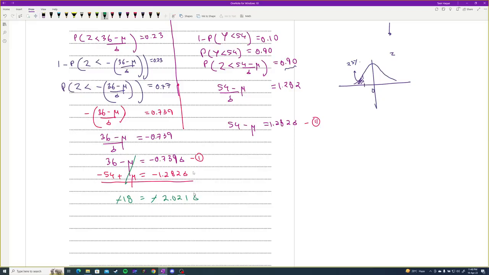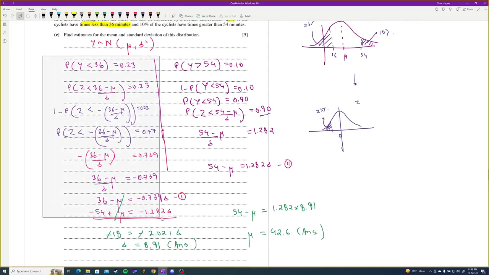So 18 divided by 2.021 gives you an answer of sigma is equal to 8.9123, to 3 significant figures. And what about mu? Basically, you can go for this. 54 minus mu is equal to 1.282 times 8.91. Then 54 minus that answer, mu actually gives you a value of 42.623, to 3 significant figures, and these are our answers: 8.91 and 42.6. There you go. See if this makes sense, guys.